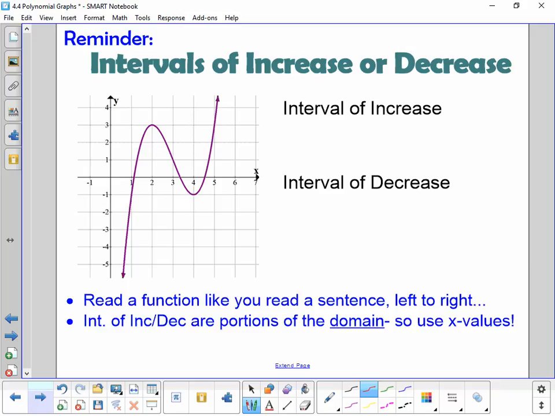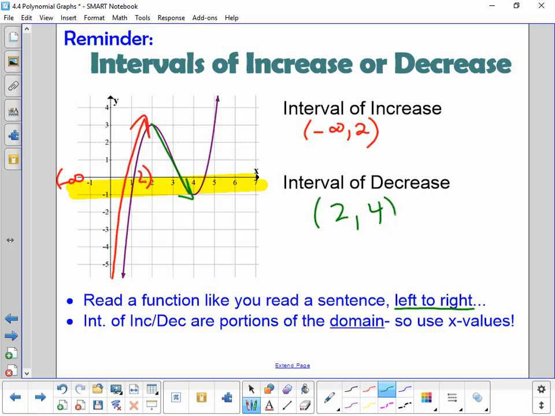Also, quick reminder of interval of increase or decrease. So if we read our function like a sentence, left to right, intervals of increase and decrease are portions of the domain. So we really want to focus on x values here. And if I think about left to right, first my function is increasing. So that would be from -infinity to 2. Again, we're focusing on those x values. And then it turns around and decreases between 2 and 4. That's right here, 2 to 4.